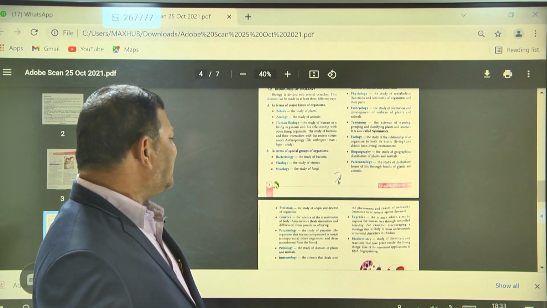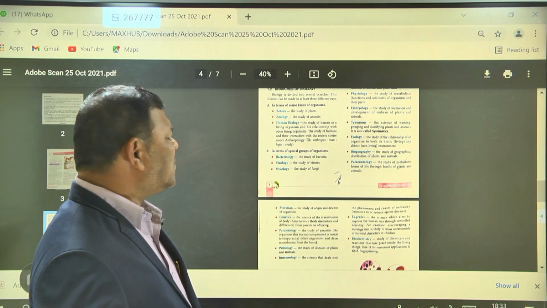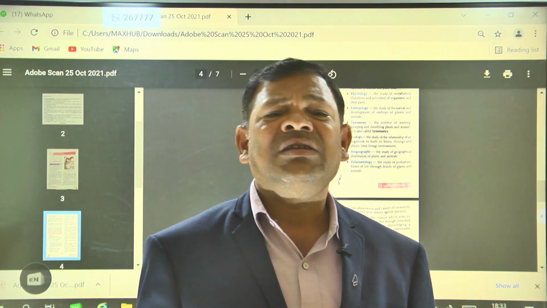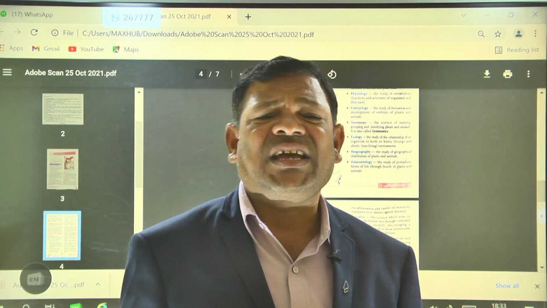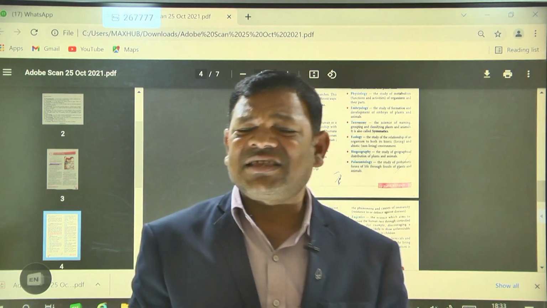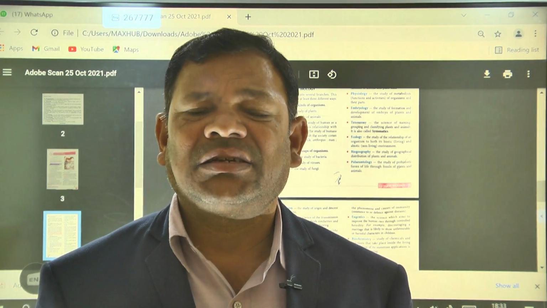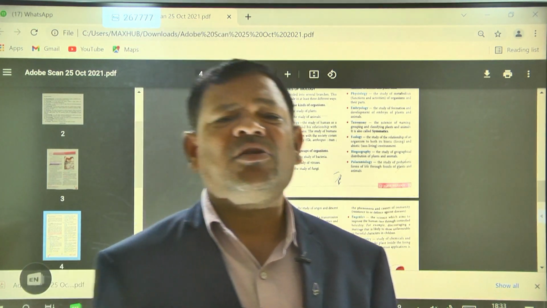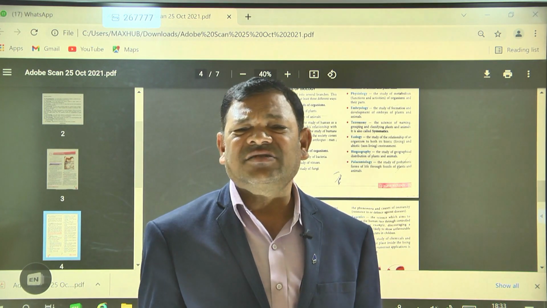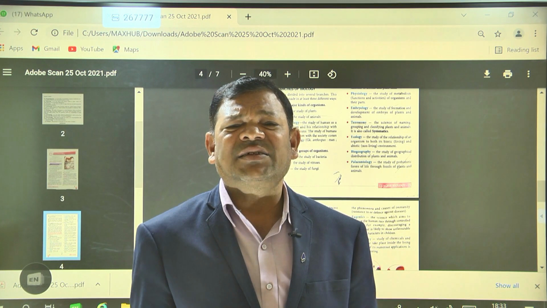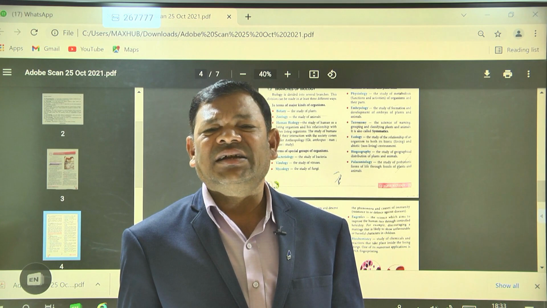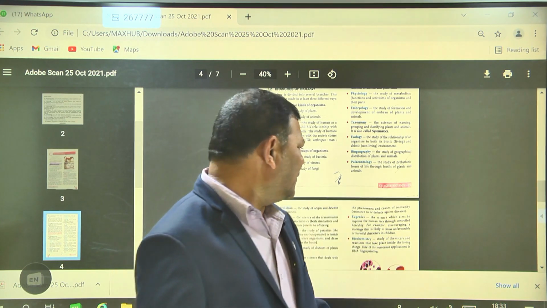Next one is paleontology. Paleontology means once upon a time plants and animals were present, but now they are not available. Such plants and animals we can study in paleontology. Study of the fossils is called paleontology. You know very well the example of the dinosaurs. Dinosaurs were present once upon a time, now they are not available. Such types of organisms are called fossils. Study of the fossils is called paleontology. Okay.